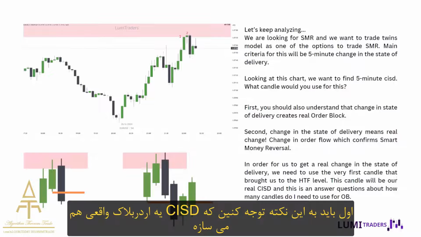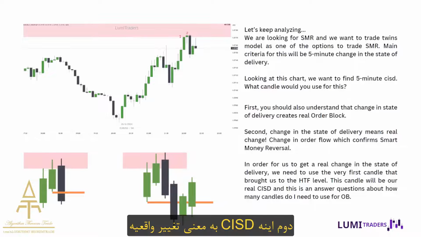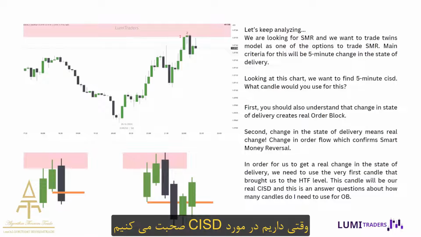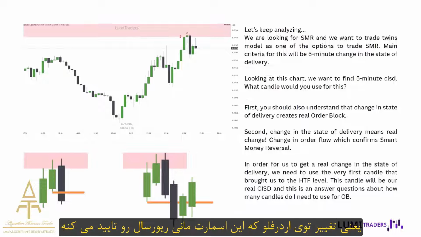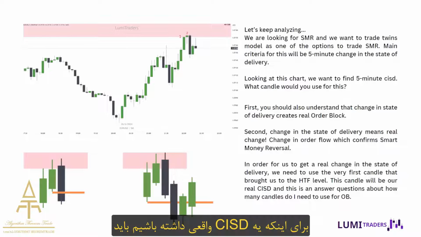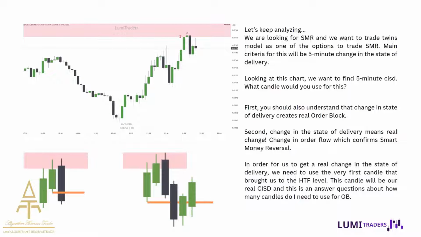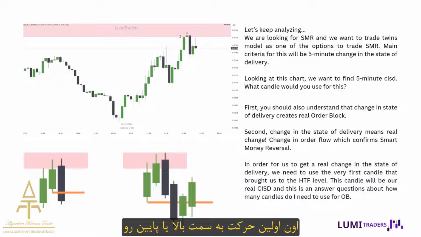Well, first you should understand that change in the state of delivery creates a real order block. Second, change in the state of delivery means real change. Change in something, right? When we talk about the market, change in the state of delivery means change in order flow, which confirms smart money reversal. To get a real change in the state of delivery, we need to use the very first candle that brought us to the higher time frame level, that offered the very first move up or down, depending on the direction, to the higher time frame level.